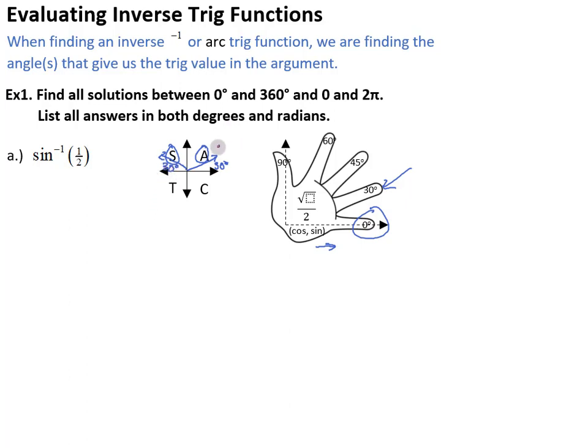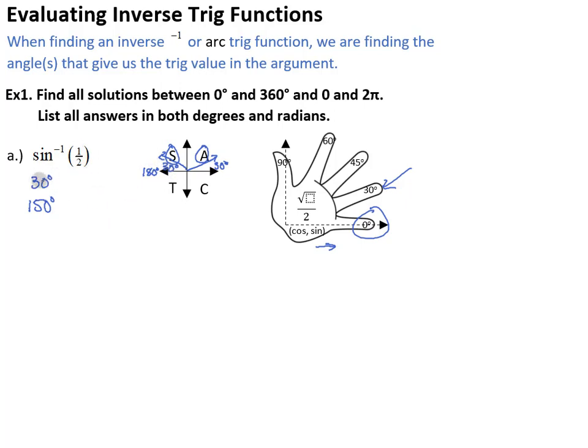In quadrant 1, that is a 30-degree angle. In quadrant 2, an easy way to figure this out, remember this would be 180. We'd have to go back 30 degrees, and that would correspond to 150. So there are two places on my unit circle where sine is positive 1/2: 30 degrees in quadrant 1 and 150 degrees in quadrant 2.